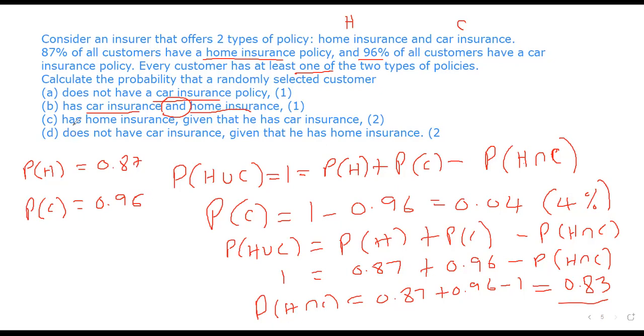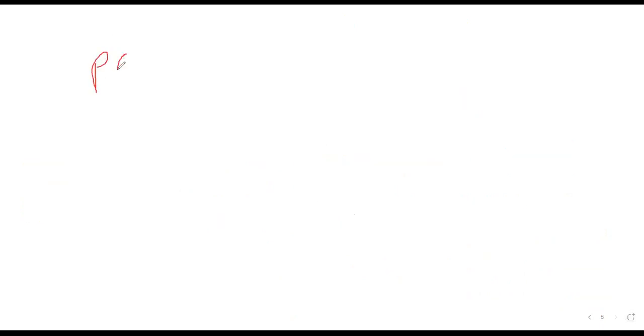Now, what is the probability that the customer has a home insurance given that he has a car insurance? What notation do we write here? P of H given C. Good. So we will need to expand this. Can somebody who hasn't spoken please expand this? How do we expand H given C?